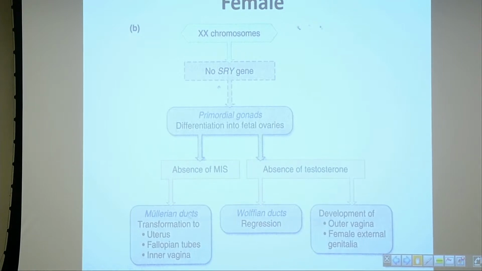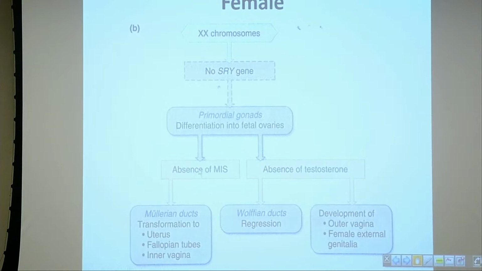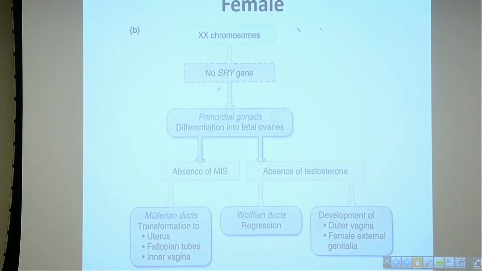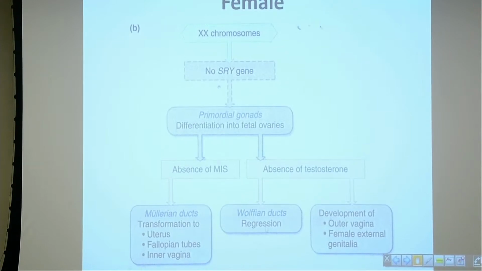The fetal ovary is responsible for the Mullerian duct to be transformed into the uterus, the fallopian tube, and inner vagina, because of the absence of the Mullerian inhibitory substance, which was supposed to be normally produced by the Sertoli cells in the testis. Since the testis is not there, since it is only an ovary, this Mullerian inhibitory substance is not there, so the default program will be going so that the Mullerian duct will be transformed into uterus, fallopian tubes, inner vagina.